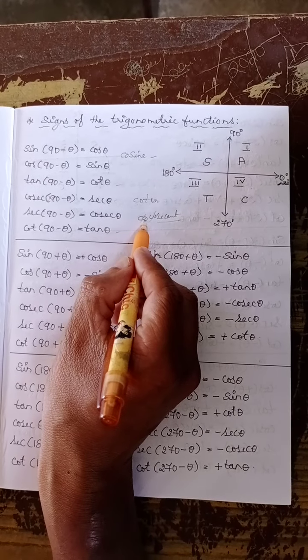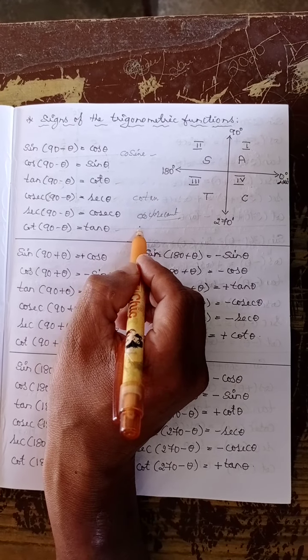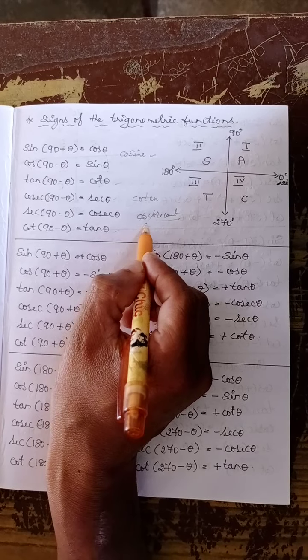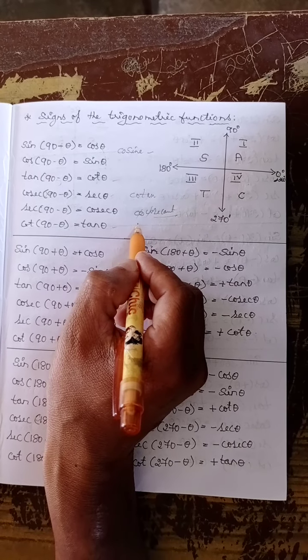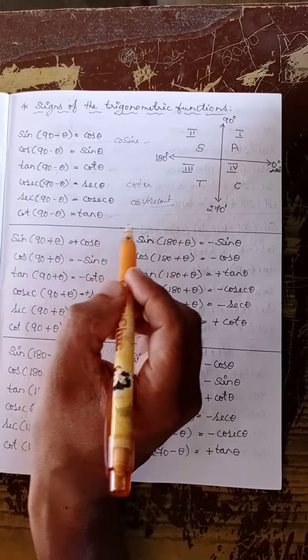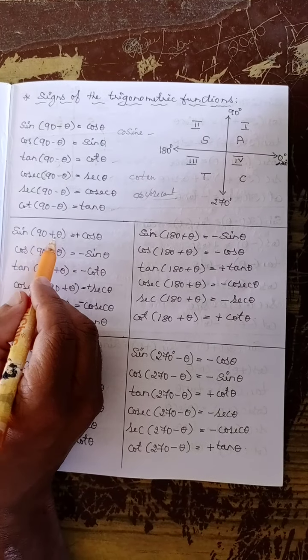Adding or removing co is just for the purpose of remembering it the easiest way by heart, but this is not the actual method of complementary functions. Also now we can see sine of 90 minus theta.